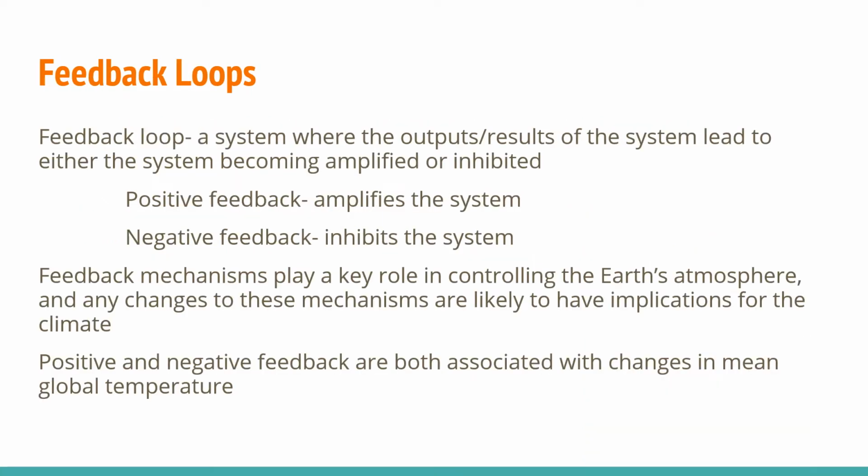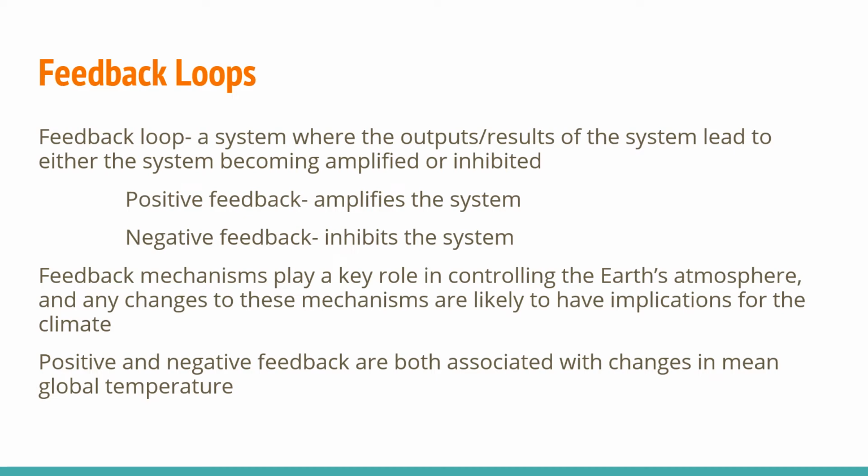Now that gets us into an idea that's really going to be central to this unit, and that's the idea of feedback loops. So a feedback loop is a system where the outputs or the results or the consequences of the system can lead to the system either becoming amplified or inhibited. Okay, so a positive feedback system is going to amplify the results. Right? It's going to make it much worse because the outputs cause each other to continue to get worse. And then negative feedback, it inhibits the system. It stops it from possibly doing some very positive things that it needs to do.